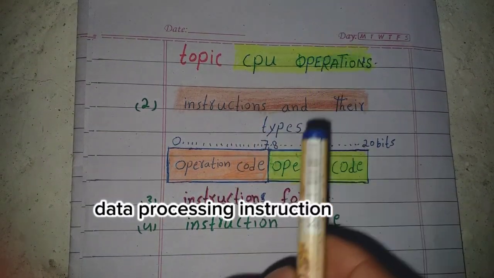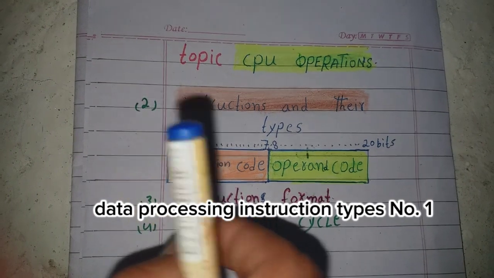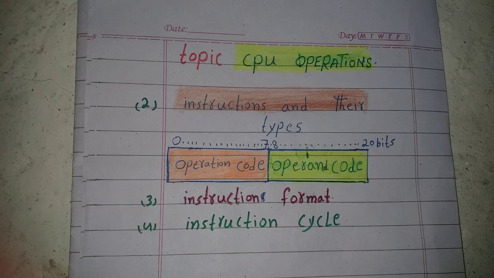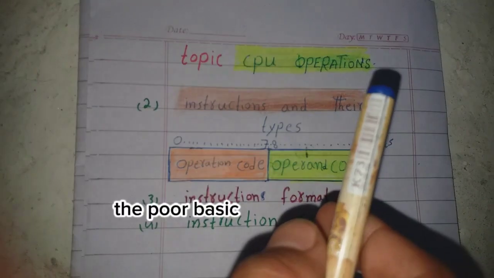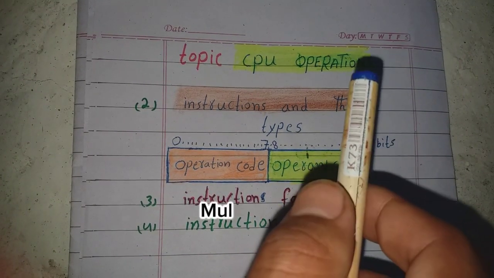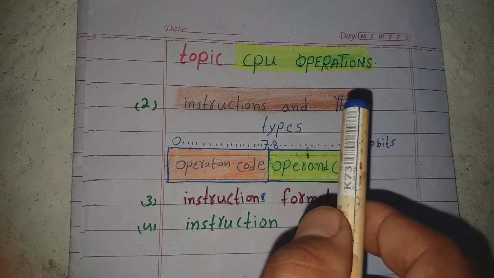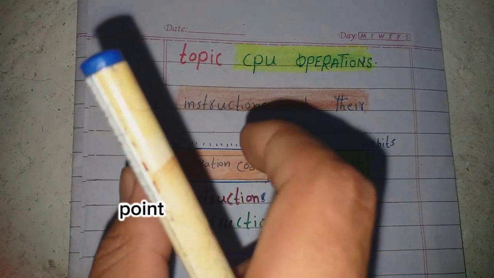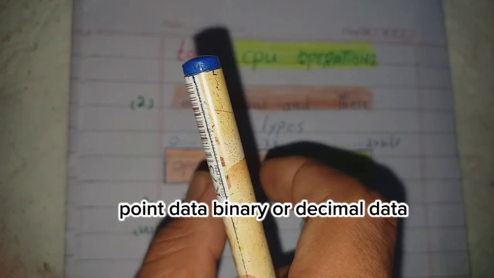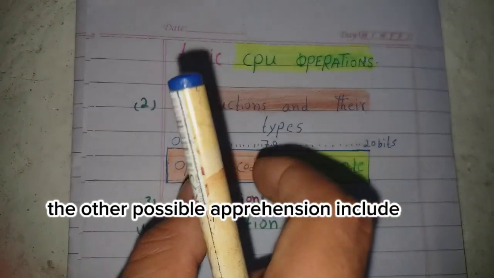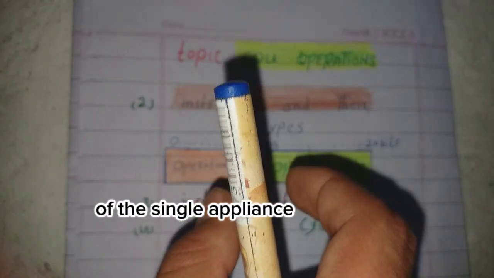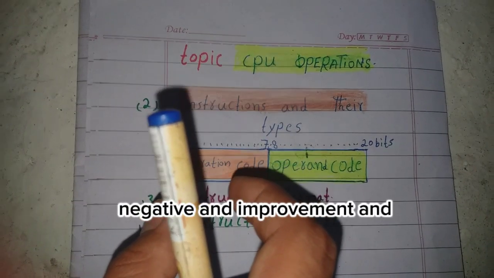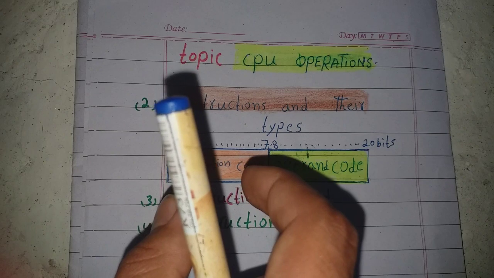Data processing instruction types. Number one, arithmetic instructions. What is arithmetic? The four basic operations are ADD, SUB, MUL and DIV. Arithmetic instructions may operate on fixed or floating point data, binary or decimal data. Other possible operations include a variety of single operand instructions, for example absolute, negative, increment and decrement.